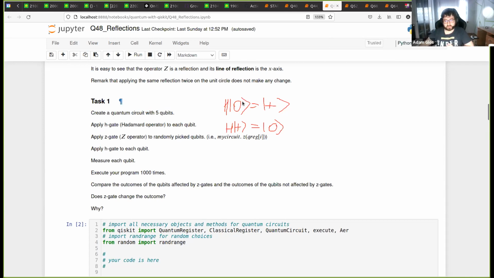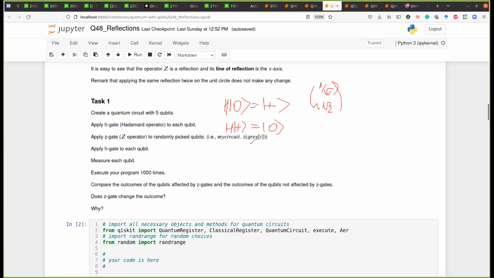Hadamard applied on 0 gives the plus state. Just to remind you, this is 1 over square root of 2 times 0 plus 1. Applied on this state, it will give you back the 0 state. So now, quick question: is the Hadamard gate a rotation or a reflection? It's a reflection, exactly, because applied twice on a state, it will give you the same result as before.